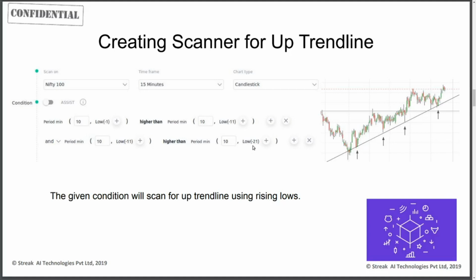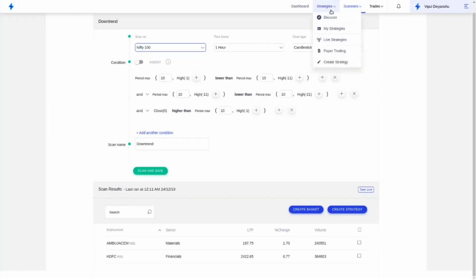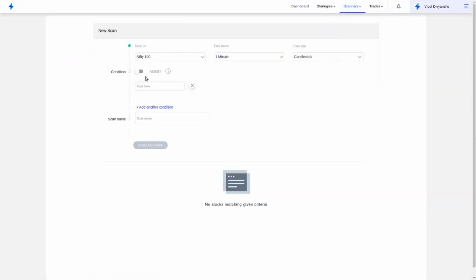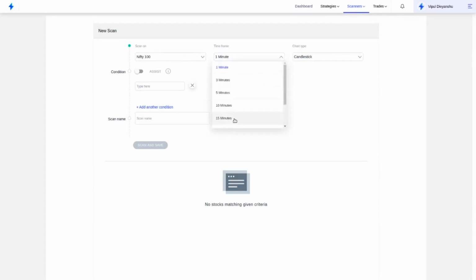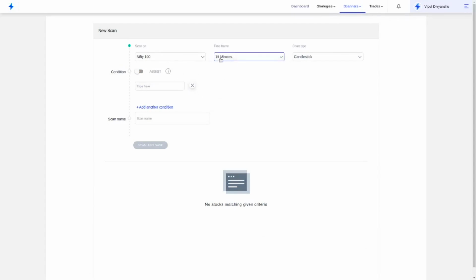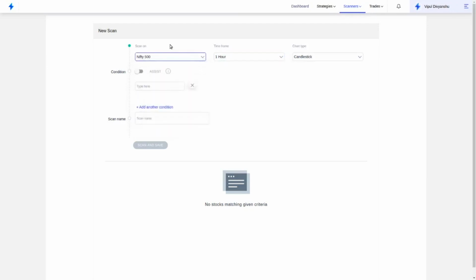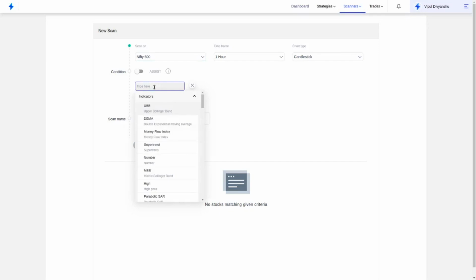So let me create this, and while creating it, I'll explain it in further depth. So let's go into create a scanner. I'll just change this to 15 minutes. Or let's keep it 1 hour so that we see much more established levels. And we'll also use Nifty 500 instead of Nifty 100 so that we can scan more stocks.